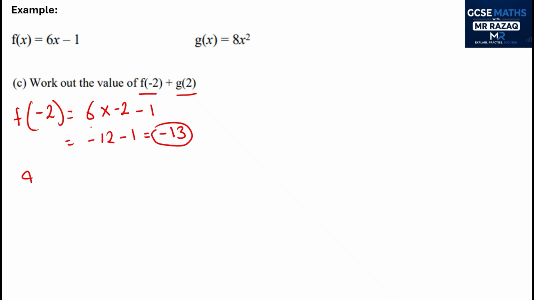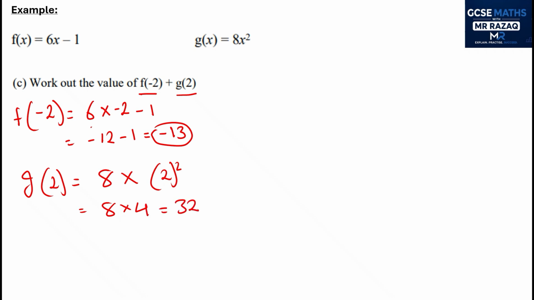Then we will work out g of 2, which is 8 times 2 squared. 2 squared is equal to 4, and 8 times 4 will give me 32. And the last thing, we have to add them up. So minus 13 and plus 32 is equal to 19. So my answer is 19.